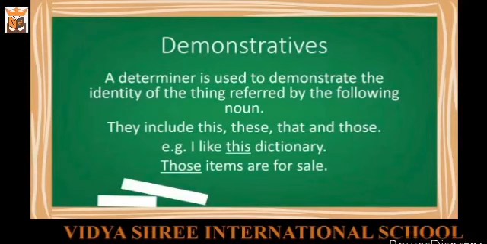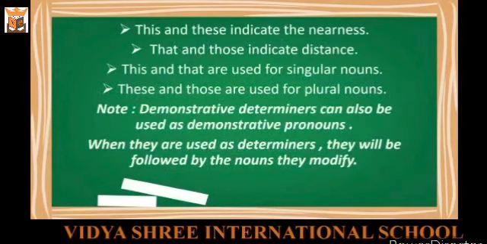Those items are for sale. Here, those is a demonstrative determiner. This and these indicate nearness, that and those indicate distance. This and that are used for singular nouns. These and those are used for plural nouns.